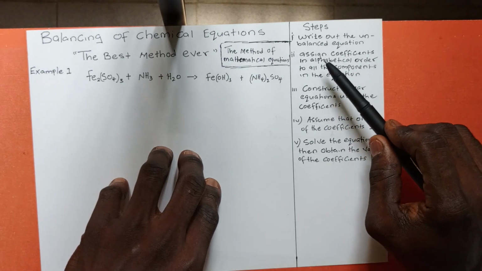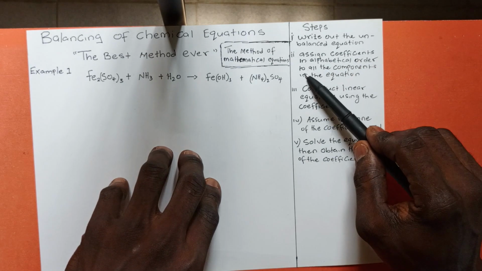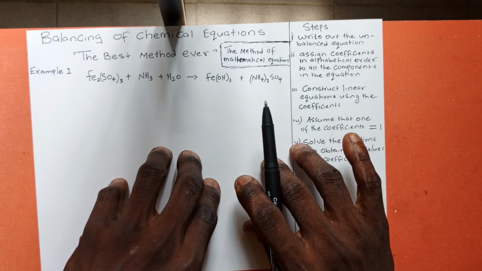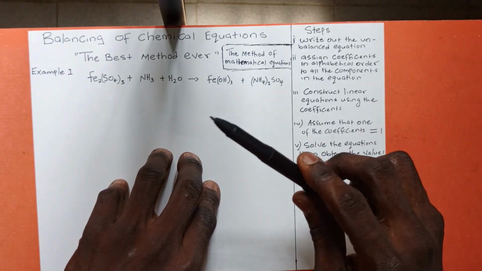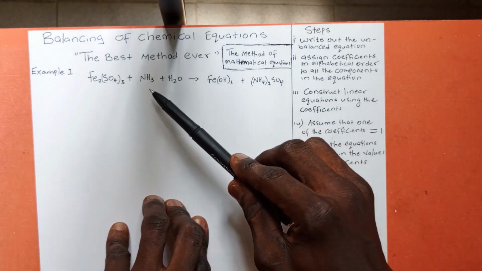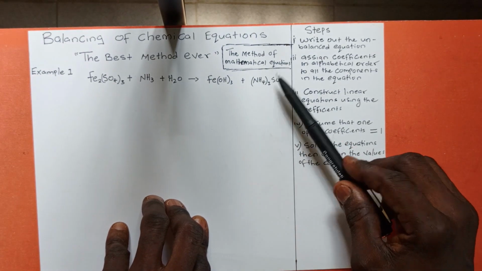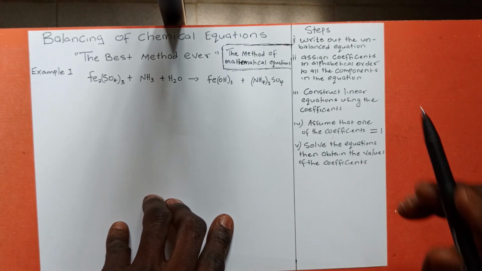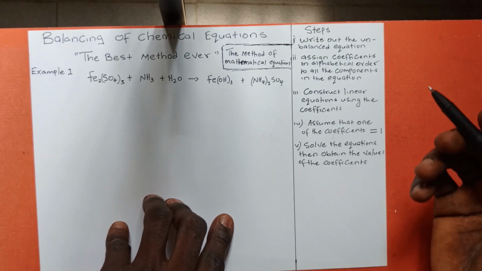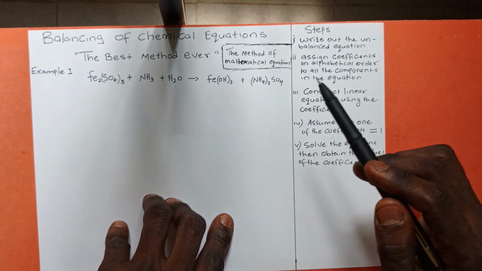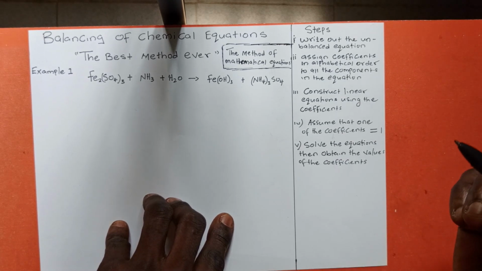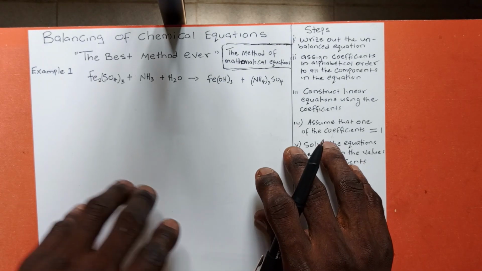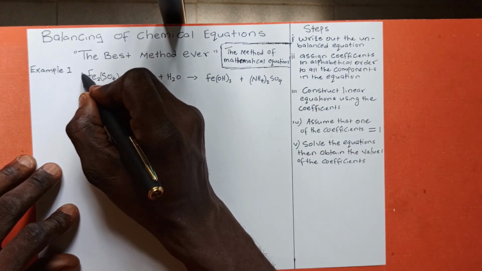The second thing you have to do is assign coefficients in alphabetical order to all the components in the equation. For example, how many components are there in this equation? We have 1, 2, 3, 4, and 5. So the number of components present in the equation determines the number of alphabets you are going to assign. Since I have 5 components in this equation, I'm going to assign the coefficients A, B, C, D, and E.